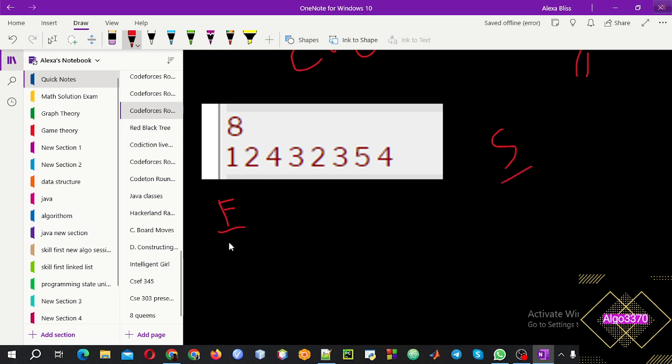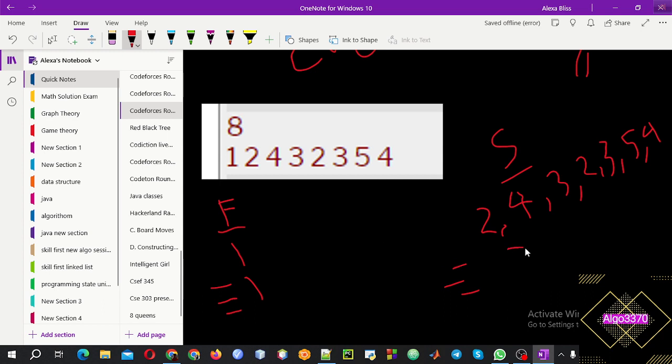We will assume that in the first portion we keep 1, and in the second portion we keep 2, 4, 3, 2, 3, 5 and 4. What is the summation of the first portion? This is 1. And the summation of the second portion is 2 plus 4 plus 3 plus 2 plus 3 plus 5 plus 4. That is 23.